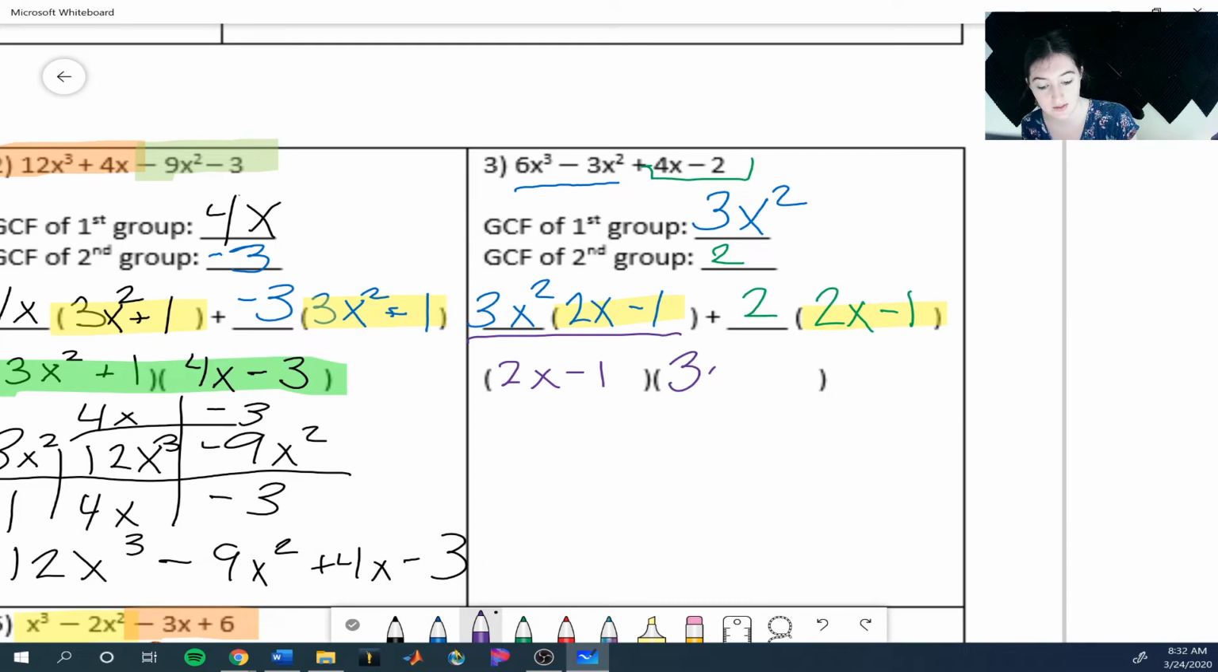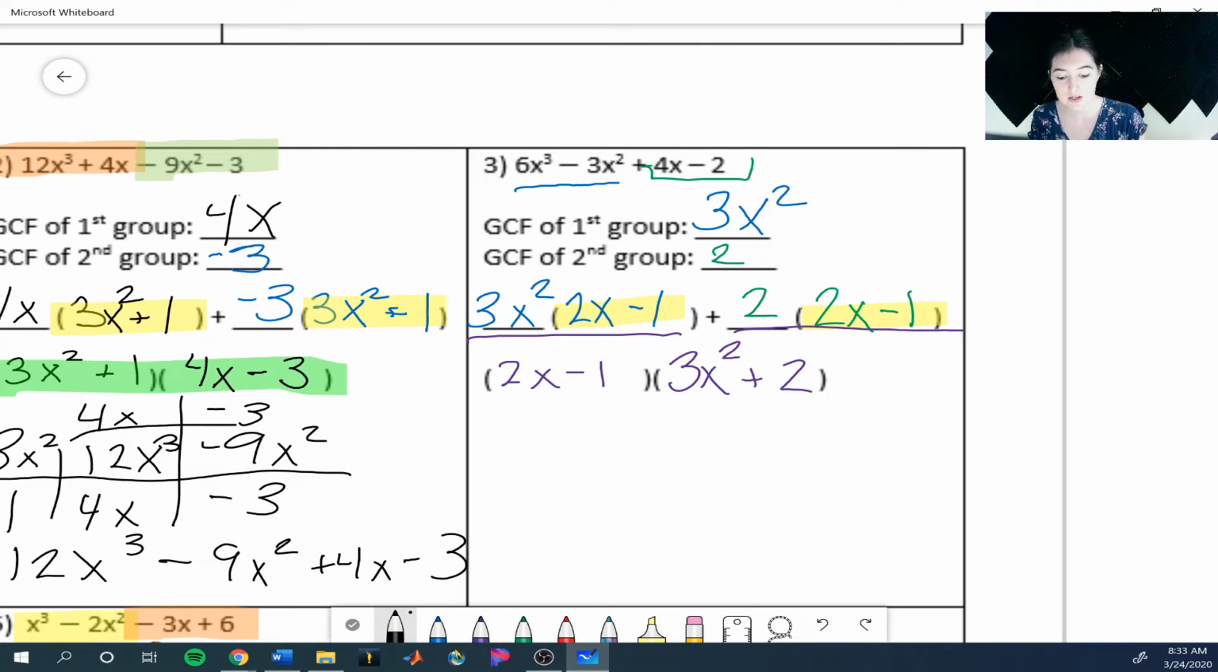I hope you said 3x squared. Okay, if you factor out 2x minus 1 from this second part right here, what do you have left? It is a plus 2 because that 2 is still a positive, so it is a plus 2. Now, we have our factors, 2x minus 1 and 3x squared plus 2. What do I do to check it?